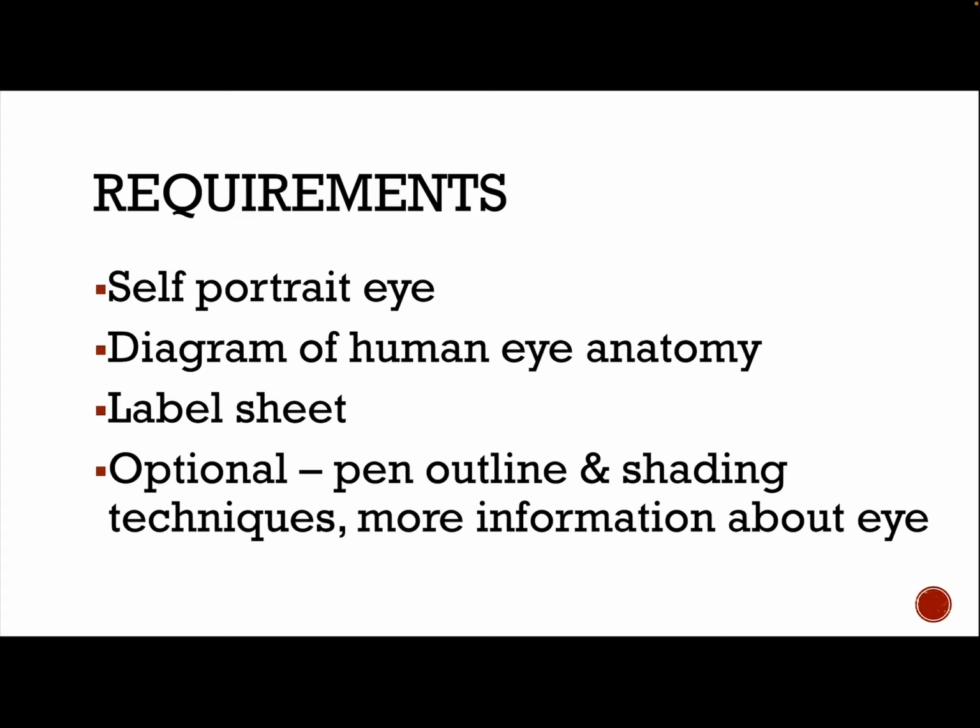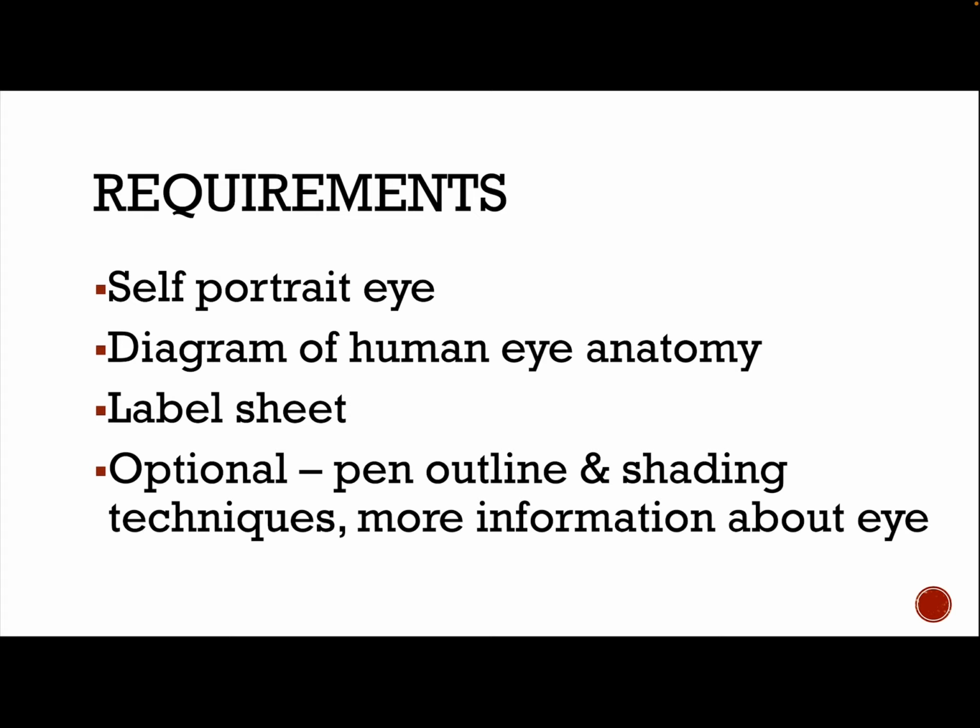You will need to fully label the illustration, so you will need a label sheet for the labels that go on your eye illustration. And then there are some optional elements, right? We'll work in watercolor. You will also work some in pen. So we will talk about adding pen outline and shading techniques into or on top of watercolor, both for your self-portrait eye and for the eye diagram or the eye anatomy illustration.